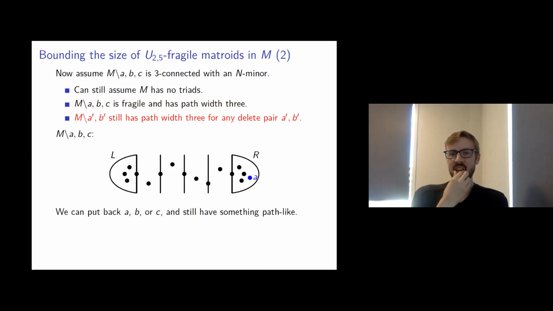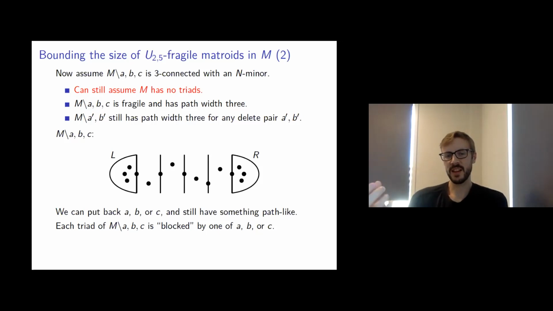But essentially, we're forced into one of these three possibilities. And we still have that M has no triads. And so what this is telling us is that putting back A, B, or C is going to have to block any triads that we had in this matroid here. Triads in this matroid don't exist in M. And so these are two conflicting forces in a sense. So you can actually argue that we can't have both of these two possibilities.